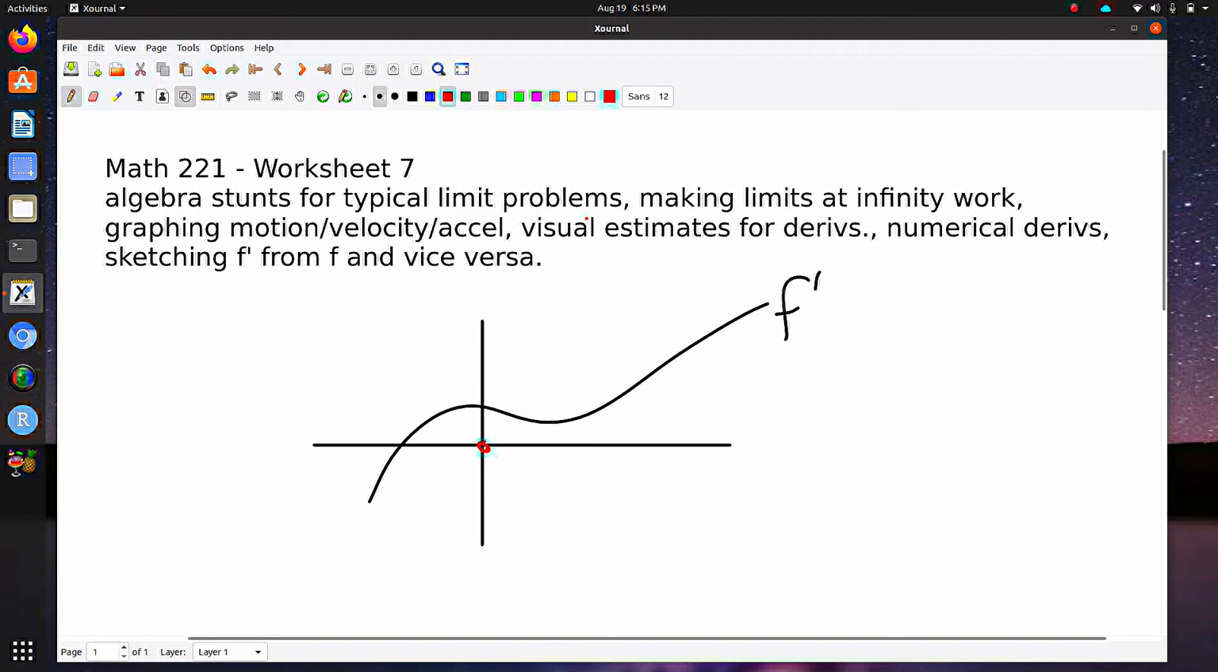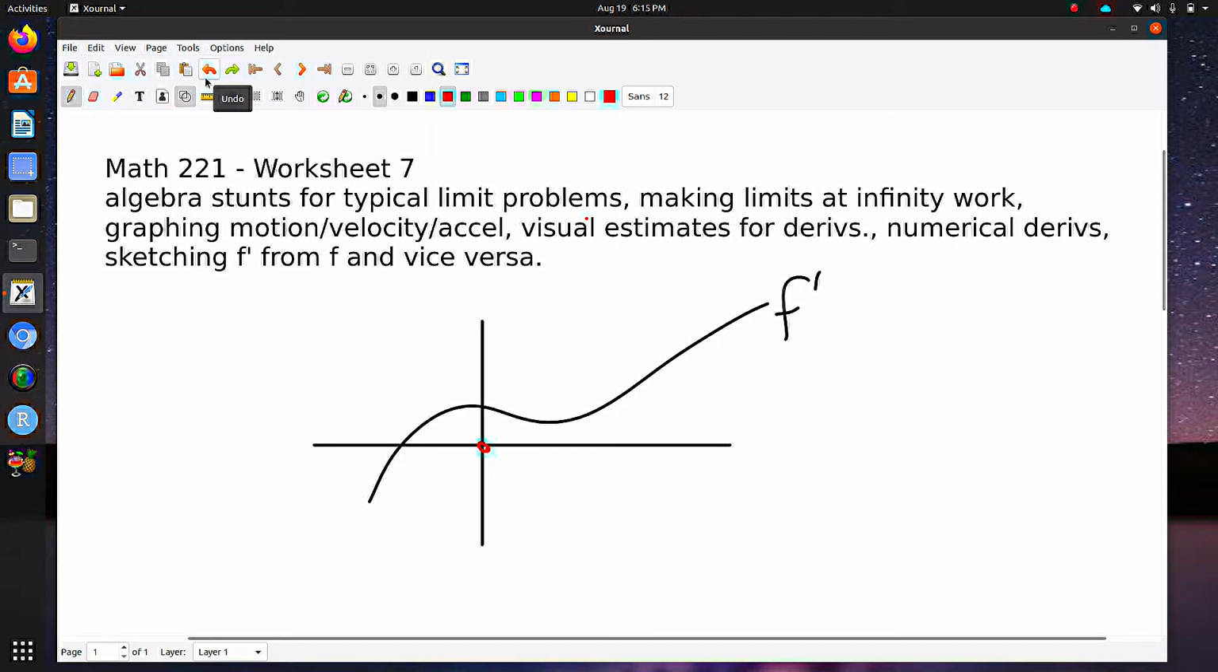You have to use the same logic you were using before, but it's a little harder because you can't just find the maxes and mins and plant zeros down. You have to sort of reverse engineer that. How are you going to find f? You're going to look at where f prime is 0, and say f prime is 0 there.